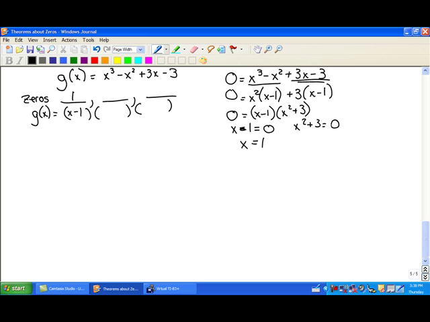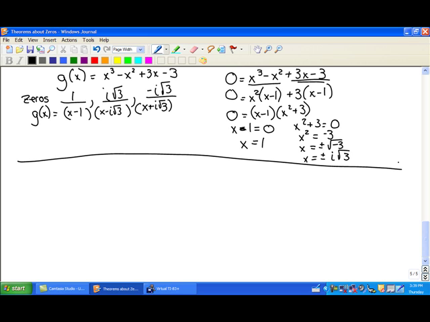For x squared plus 3 equals 0, you can either use your quadratic formula or solve this directly. If x squared equals negative 3, x is going to equal plus or minus the square root of negative 3, which is x equals plus or minus i root 3. So one answer is going to be i root 3, and the last answer is going to be negative i root 3. If i root 3 is a 0, x minus i root 3 is going to be the factor. If negative i root 3 is an answer, x plus i root 3 is going to be your last factor.